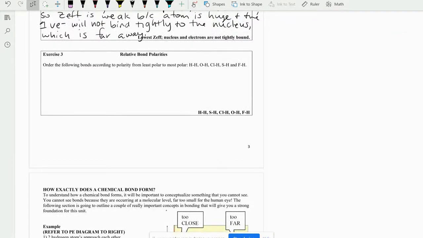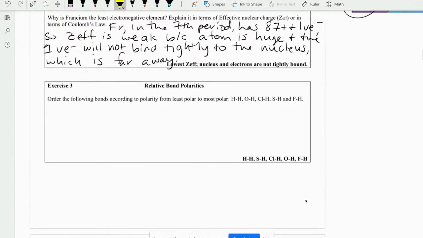It says, order the following bonds according to polarity from least polar to most polar. So on AP examples, be sure you're reading the question carefully and responding correctly. What I mean by that is it's asking you to list the bonding pairs from least to most polar. So you're going to use the Linus Pauling scale. I don't have it indicated here, but you can scroll back up and look at the values. What we're looking at is a bond between two hydrogen atoms, a bond between an oxygen and a hydrogen, a chlorine and a hydrogen, a sulfur and a hydrogen, and a fluorine and a hydrogen.